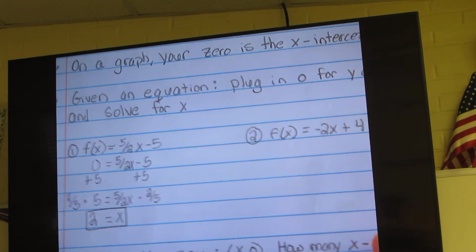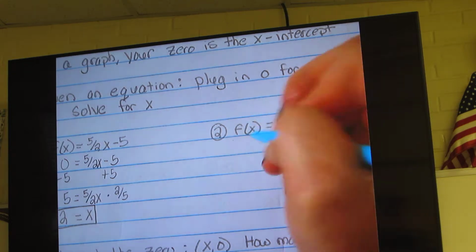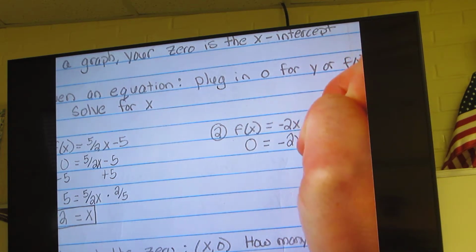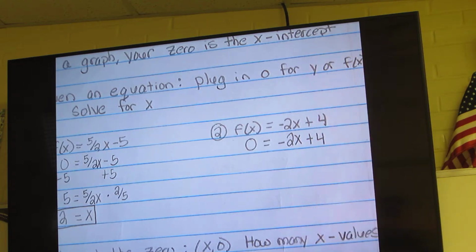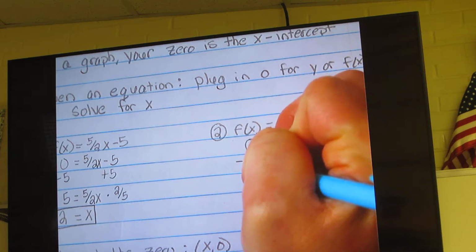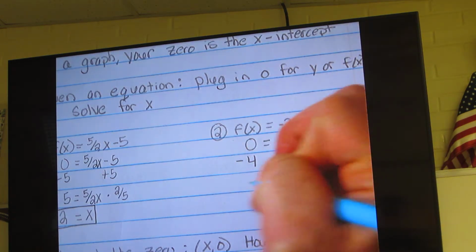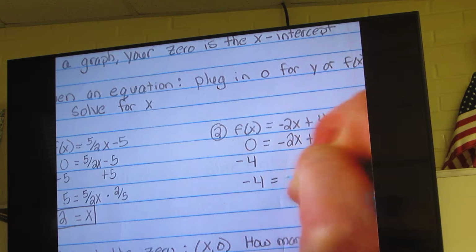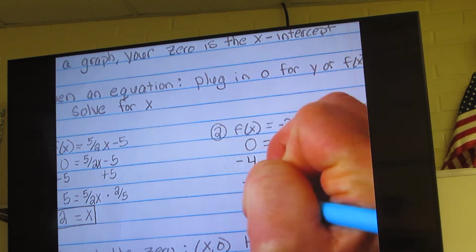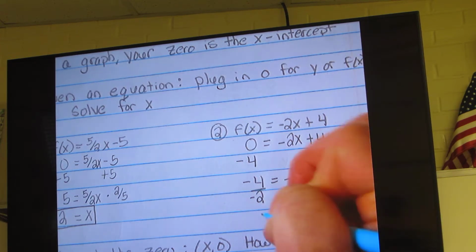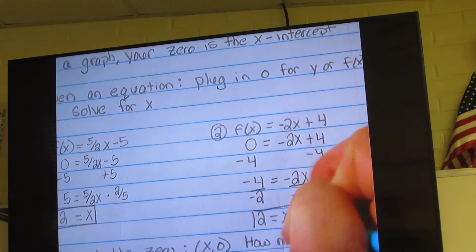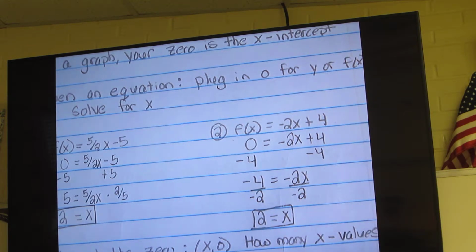Looking at number 2, I'll do it the exact same way. Plug in 0 for f of x and solve for x. Okay? So I take 4 away first. It's a simple two-step equation. 0 minus 4 is negative 4 equals my negative 2x divided by my negative 2. Negative 4 divided by negative 2 is a positive 2. I just realized I got 2 for both of them.